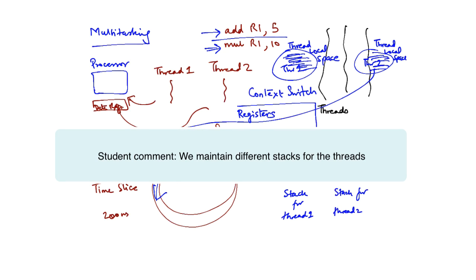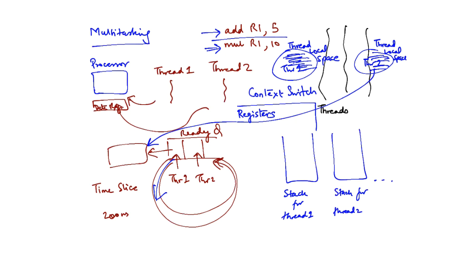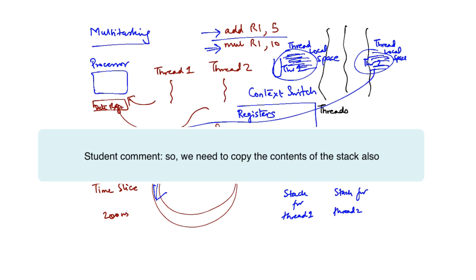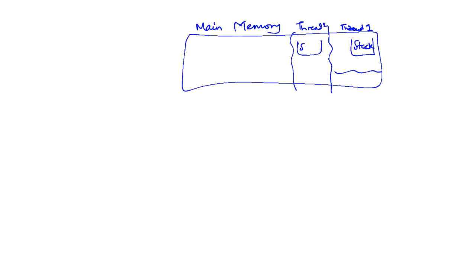We maintain different stacks always. So you could possibly maintain the stack also in the thread local space. You need to copy the contents of the stack also. This is your main memory. I've created some space for thread 1. I'm maintaining the stack for thread 1 and I maintain other things as well. I'll talk about what those things are. I maintain some space for thread 2 and I maintain the stack for thread 2. This is the memory, right?